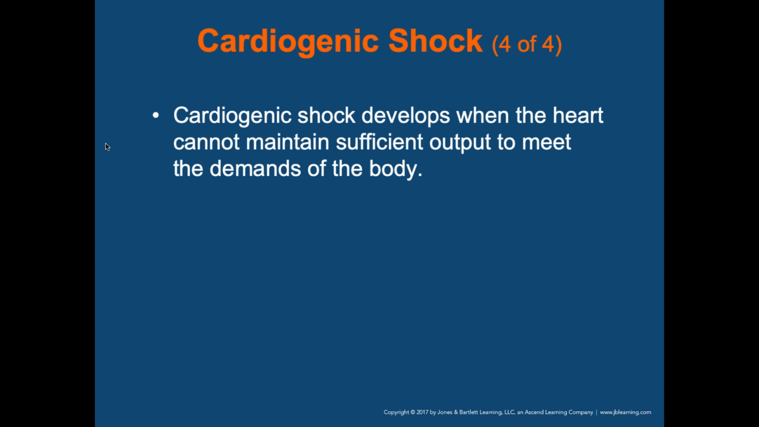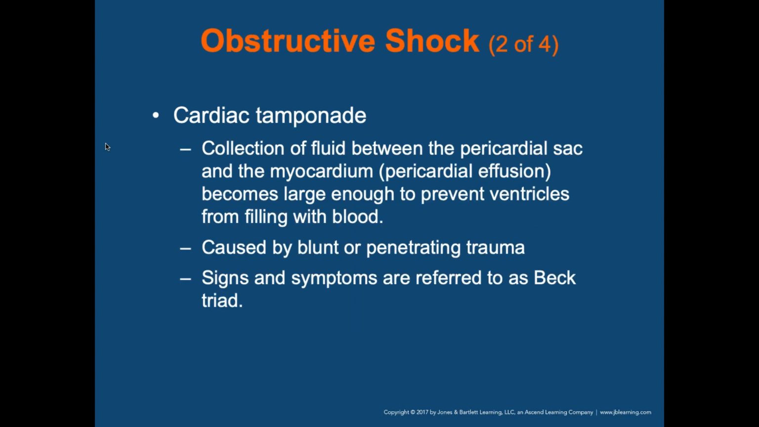Cardiogenic shock also develops when the heart cannot maintain sufficient output to meet the demands of the body. So again, if there's a major bleed, it can't keep up. And eventually you can go into cardiogenic shock, but usually you'll be hypovolemic first. Obstructive shock is caused by a mechanical obstruction that prevents an adequate volume of blood from filling the heart's chamber. The three most common examples will be pulmonary embolus, tension pneumothorax, and cardiac tamponade.